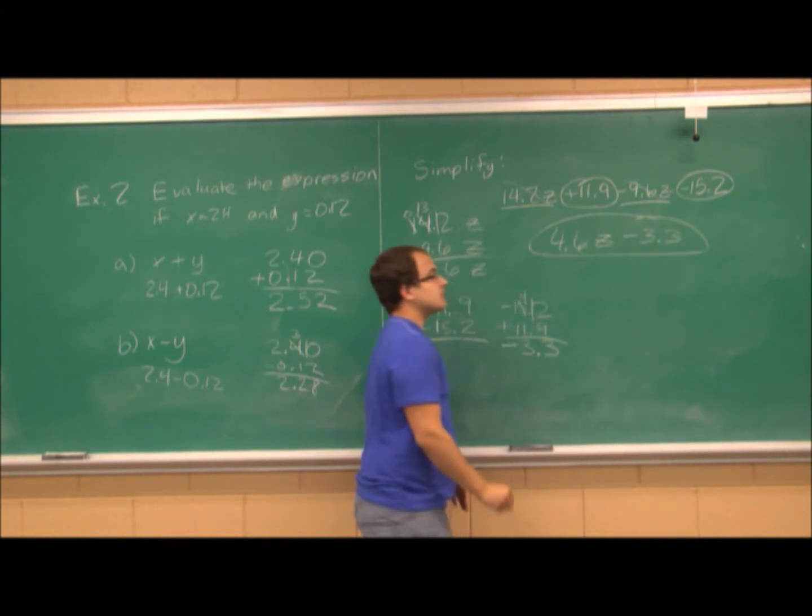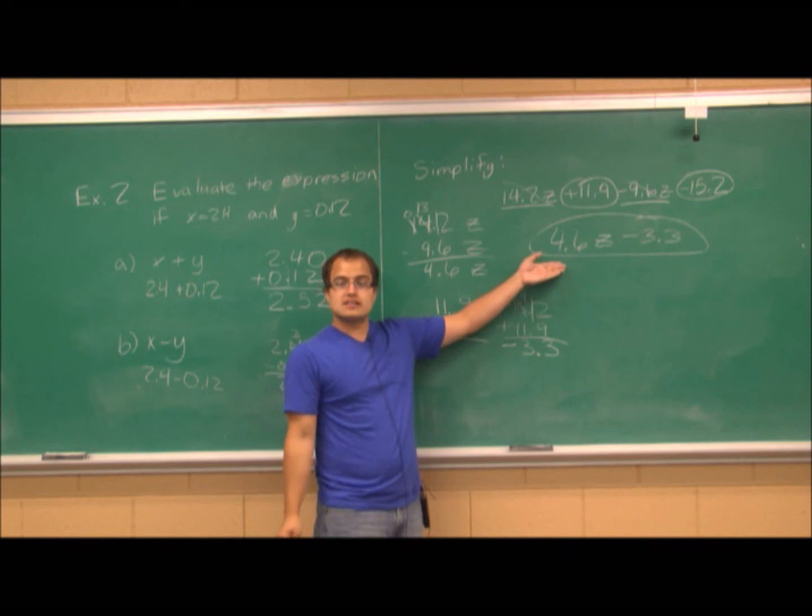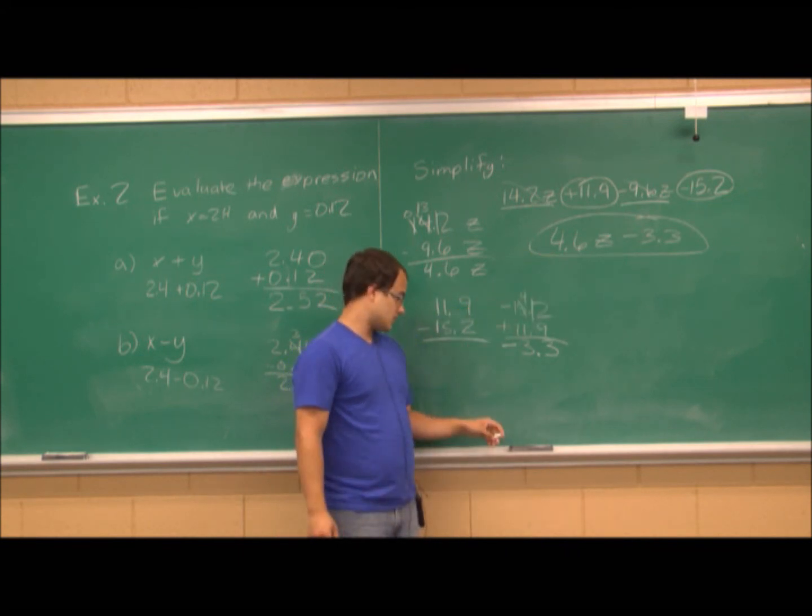And our final answer for simplifying this expression is 4 6/10 z minus 3 3/10. And that is it for this section.